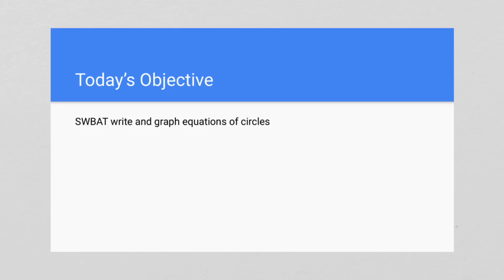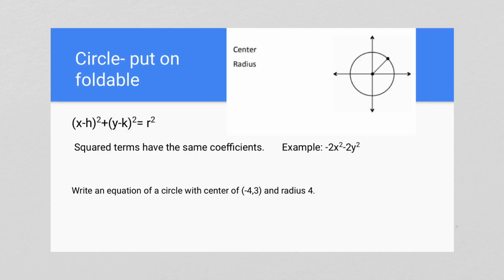All right, in today's lesson, our objective is to be writing and graphing equations of circles. This is our last conic to put on that piece of paper that we have. So here is a circle on the right. This is on that foldable or that piece of paper, whichever one you printed out. We have our circle here, we have our radius, we have our points going around the radius.